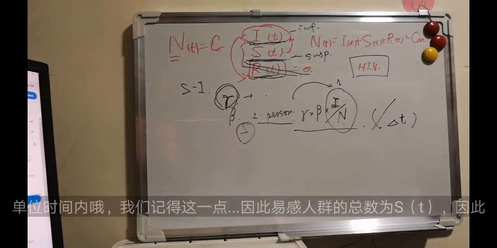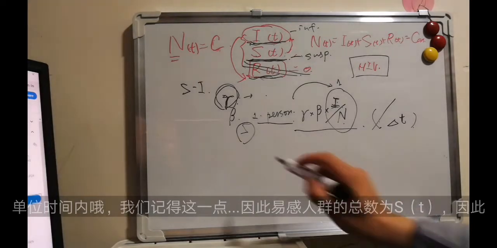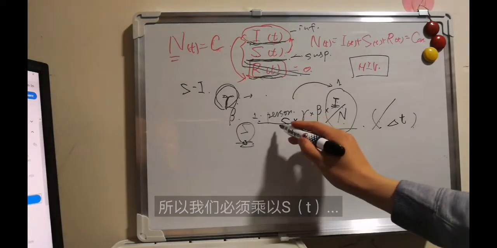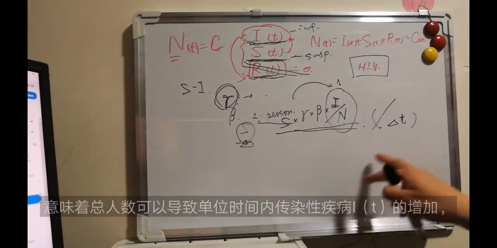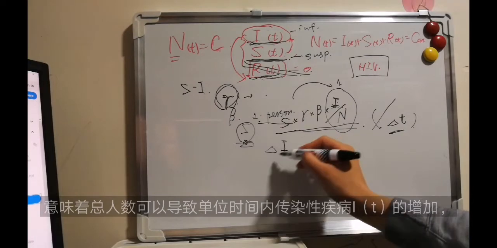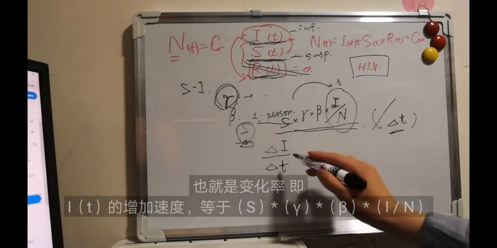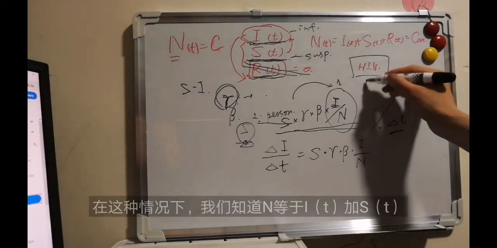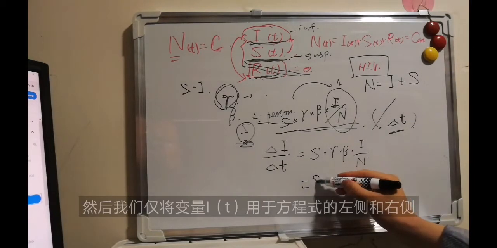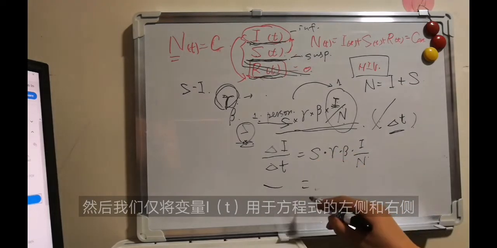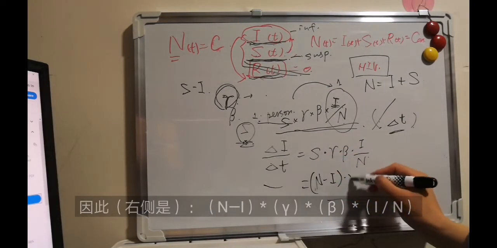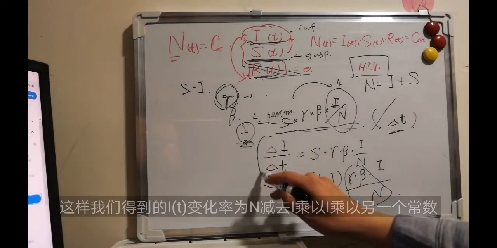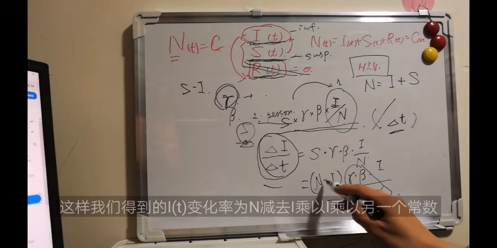We remember this. The total number of people in the suspected group is S, so one person can lead to this amount of people getting infected per unit time. Since the total number is S, we multiply by S, meaning that the whole group leads to this amount of increase in I per unit time. So the changing rate, the speed of increase of I, equals S times gamma times beta times I divided by N. And in this case, we know that N equals I plus S. Then let's use I on both left and right: N minus I times gamma times beta times I divided by N. These are all constant numbers within a certain time frame, so the changing speed of I equals N minus I times another constant.